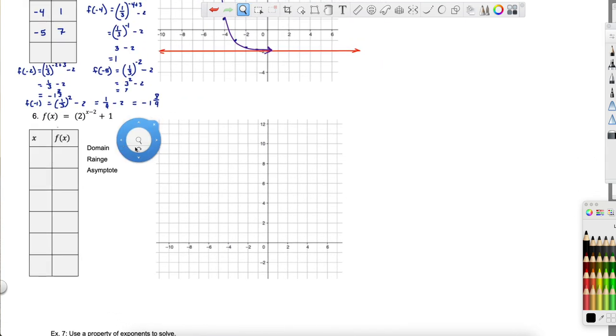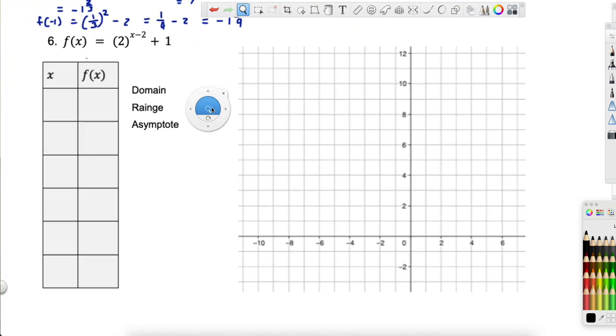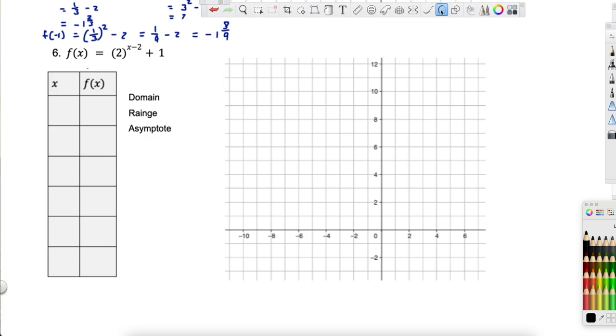All right, let's take a look at this last one here, number 6. You want to make a prediction where the asymptote is going to be for number 6? Look at this +1 right here. Our horizontal asymptote is going to be y equals 1. It's going to be right here.